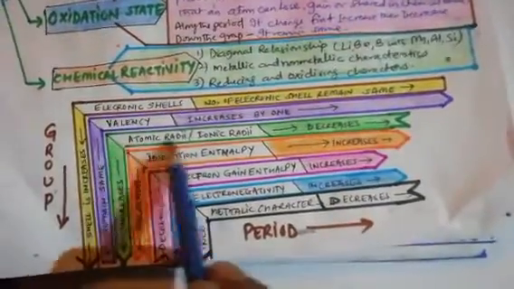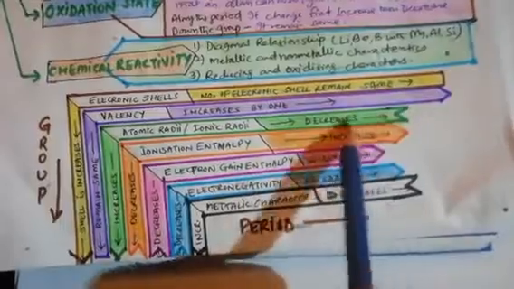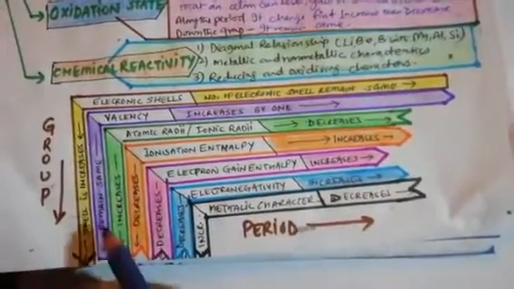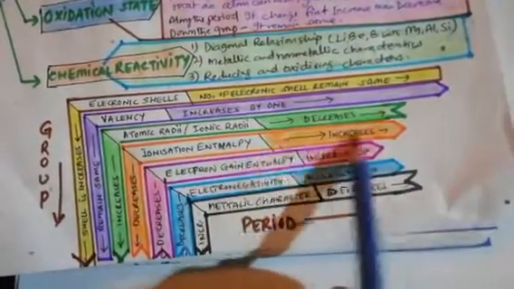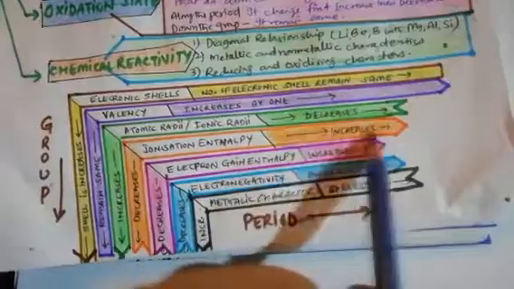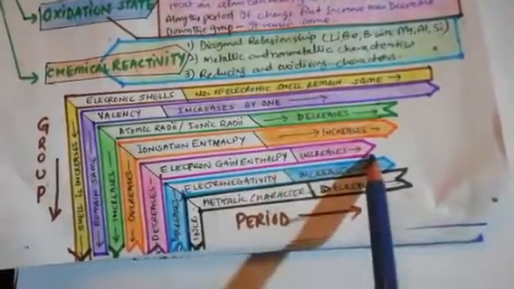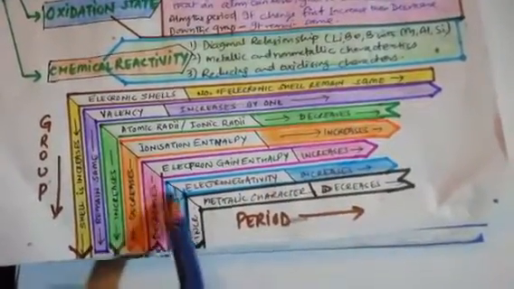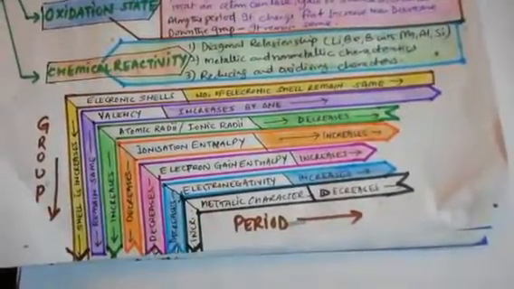Third property is atomic radii and ionic radii, which we discussed. The atomic and ionic radii decrease from left to right, as the tail shows here, and increase from top to bottom because of the increase in shell. Ionization enthalpy is opposite to atomic radii: it increases from left to right but decreases from top to bottom. In the same way, electron gain enthalpy increases left to right but decreases top to bottom. Electronegativity increases left to right but decreases top to bottom. Metallic character decreases left to right but increases top to bottom.